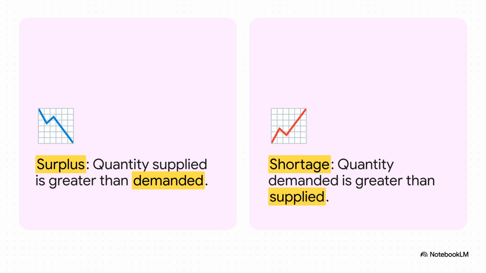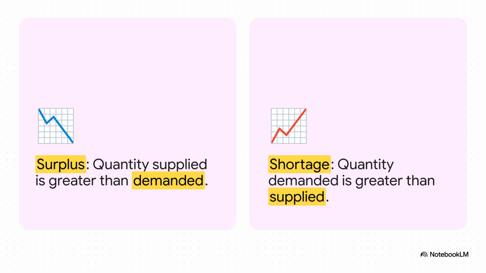Boom, you've got a surplus. Way too much supply, not enough demand. Sellers are basically forced to slash their prices just to get rid of the melting ice cream. On the flip side, if the price is a bargain at $3, buyers absolutely swarm the stand. But sellers, they don't want to make enough cones for that cheap.